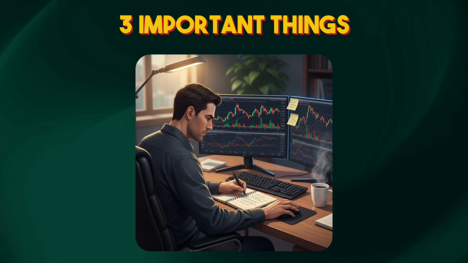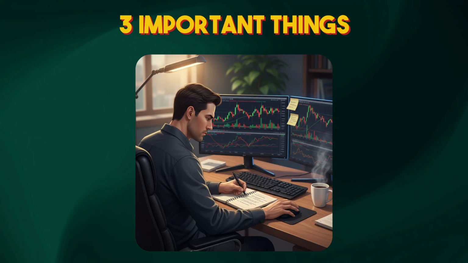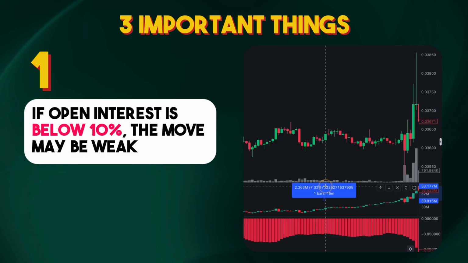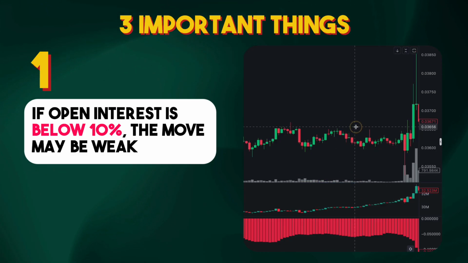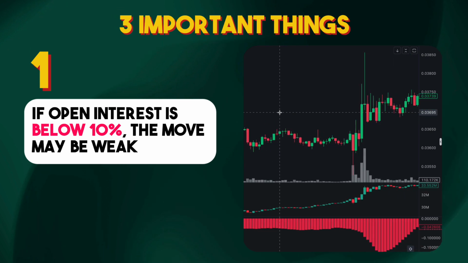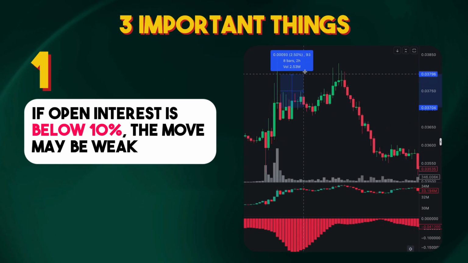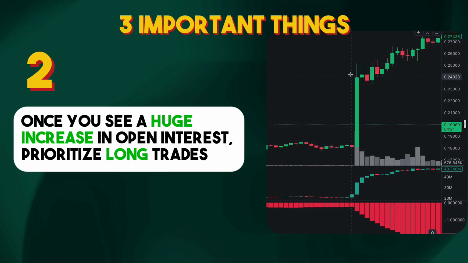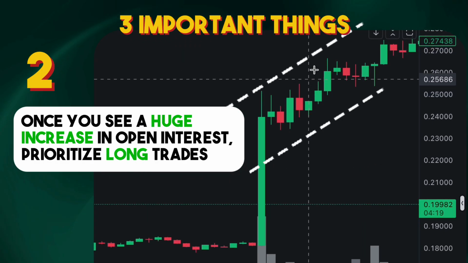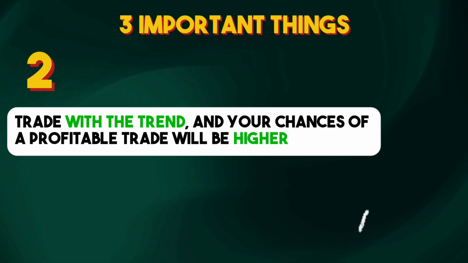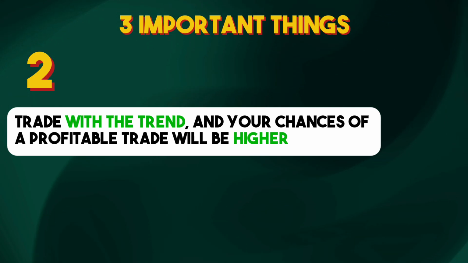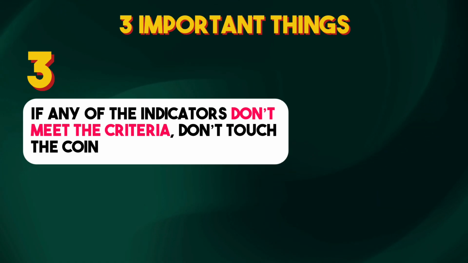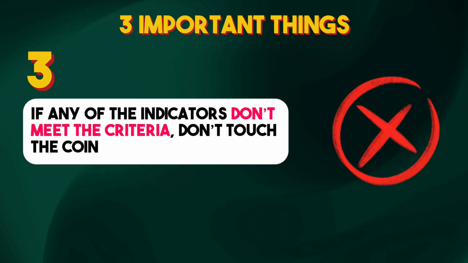3 important things you should keep in mind when using this method. First, pay attention to the open interest indicator. If the increase is below 10%, the move may be weak and volatility may be low, so it's better to skip those signals. Once you see a huge increase in open interest, prioritize long trades. Trade with the trend and your chances of a profitable trade will be higher. If any of the indicators don't meet the criteria, don't touch the coin.